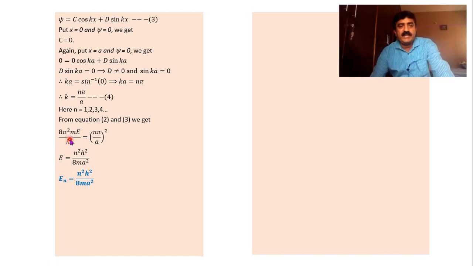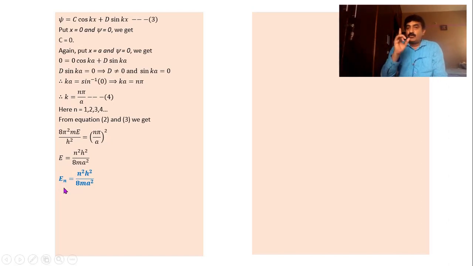That is k square, 8 pi square m e by h square is equal to k whole square, that is n pi by a whole square, because I already proved k is equal to n pi by a. Now I make small arrangements or alterations here. I end up with this formula: En is equal to n square h square by 8 m a square. Because I have n here, I write n here also. n can take values from 1 onwards.